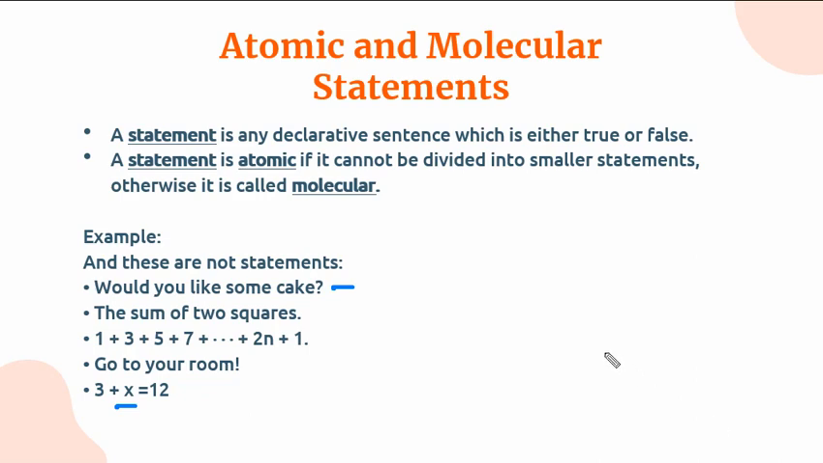One way to make the sentence into a statement is to specify the value of the variable. It can only become a statement when we give a value to this variable. For example, we write here x equals 2, and we include this in our statement. All right, so this will become a statement. Depending on the value, it will be either true or false.